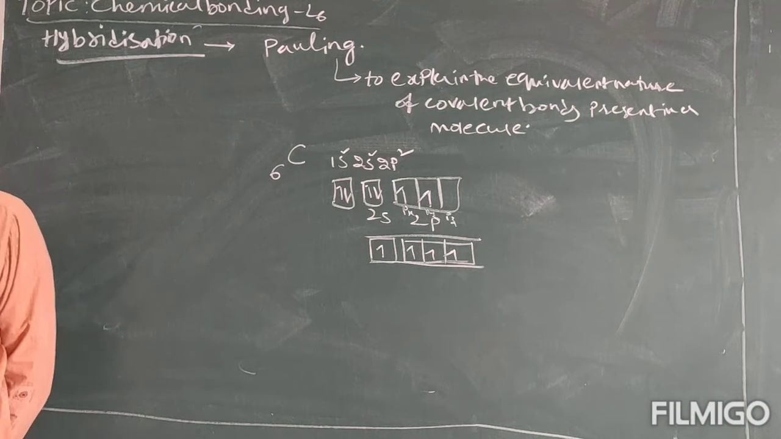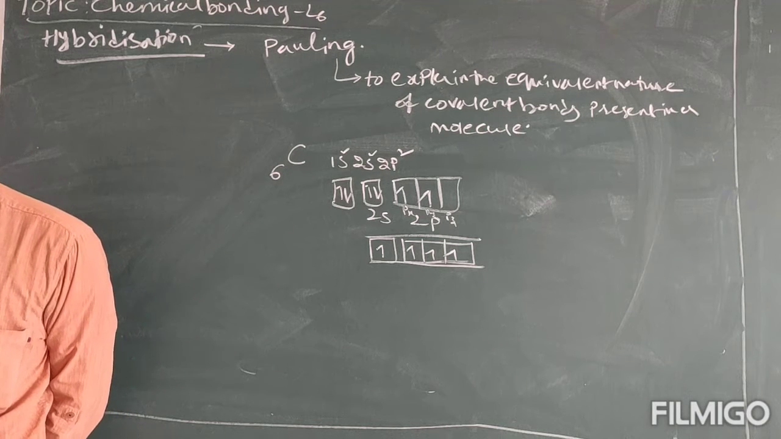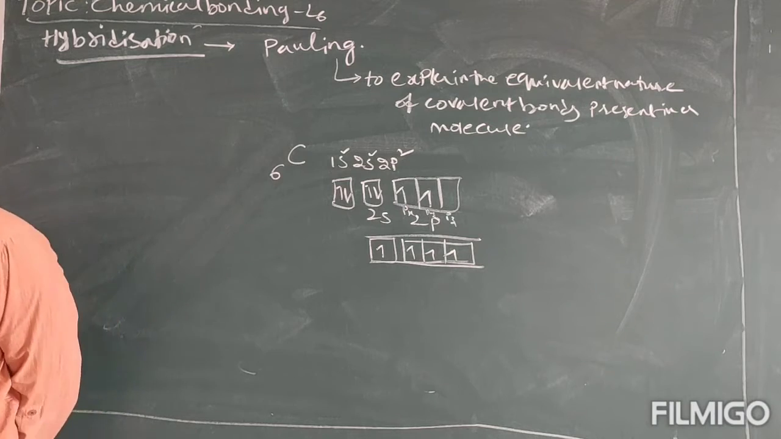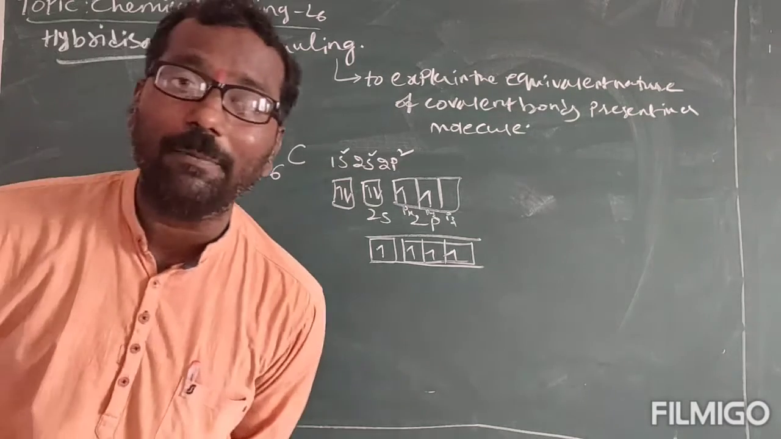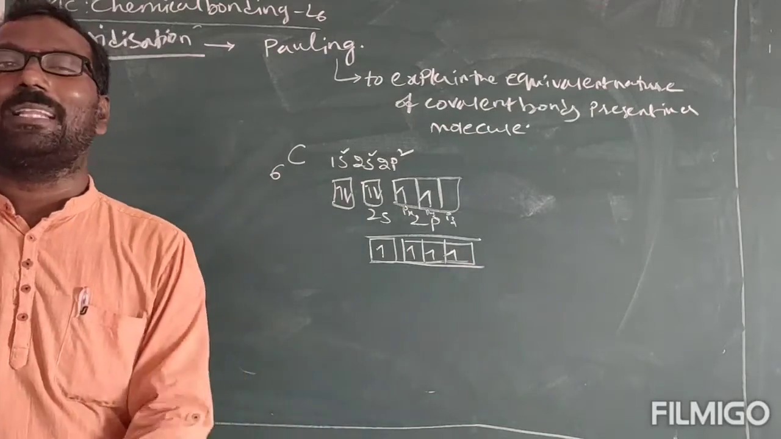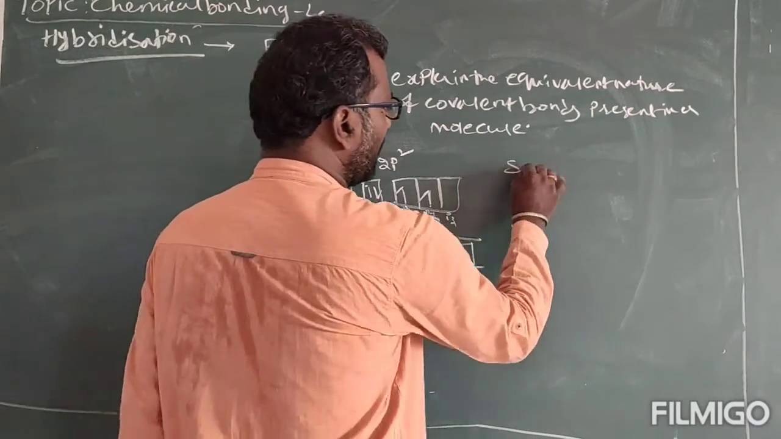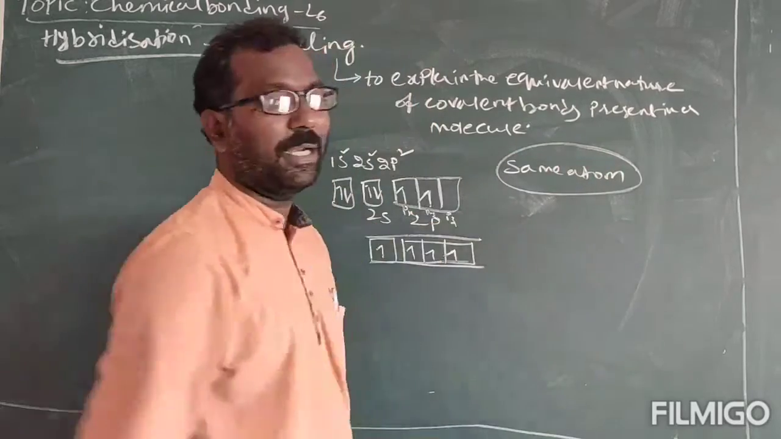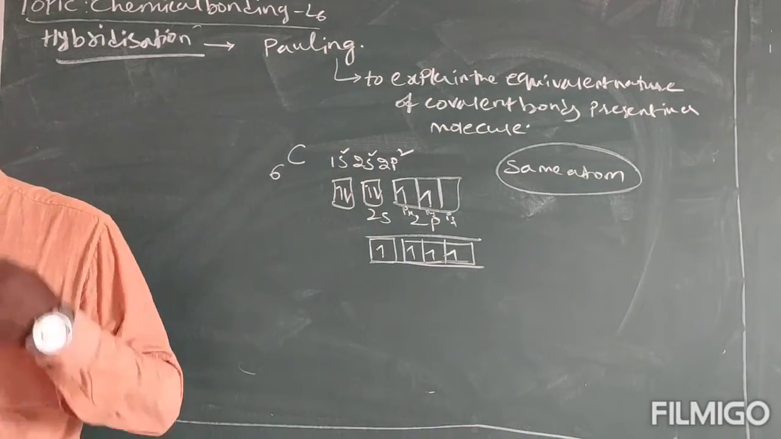Okay, so only orbitals of almost similar energy belonging to the same atom will undergo hybridization. They should be of the same atom, not another atom. Same-atom orbitals only will undergo hybridization. That is the most important one.